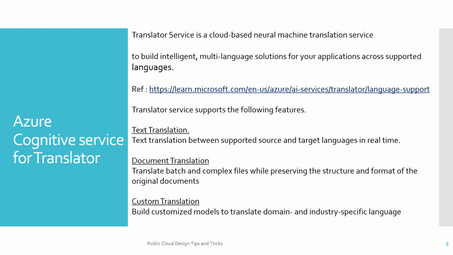Now, what it provides or supports basically. Let's go through one by one. Text translation: translation between supported source and target languages in real time. Document translation: it translates a batch of statements or complex files while preserving the structure and format of the original document. Custom translation deals with building customized models to translate domain and industry specific language.